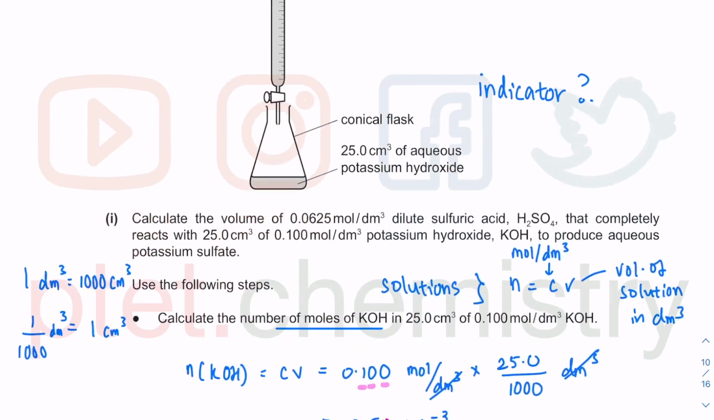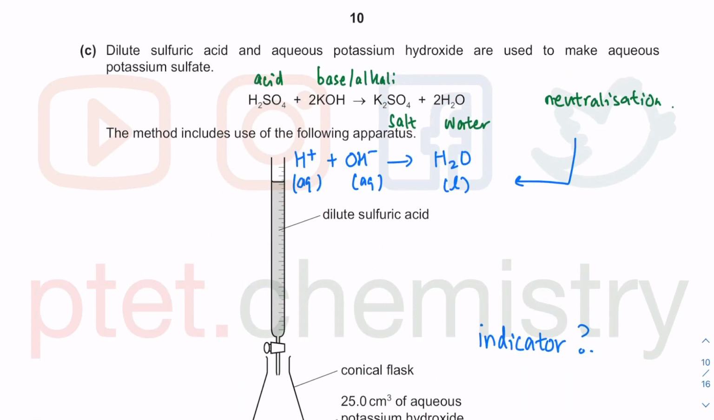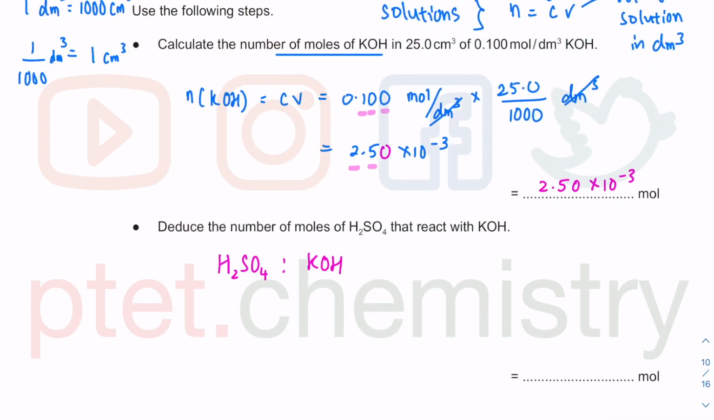If we look at the mole ratio, we have 2 mole of KOH to 1 mole of sulfuric acid, 1 mole of sulfuric acid, 2 mole of KOH there. 1 mole of sulfuric acid, 2 mole of KOH. This is from the balanced equation. Now, what is your actual amount? Our actual amount is what we want to find out.